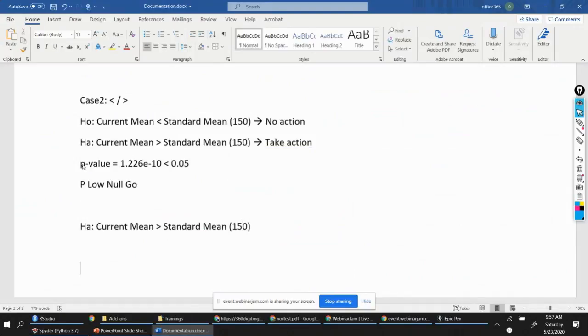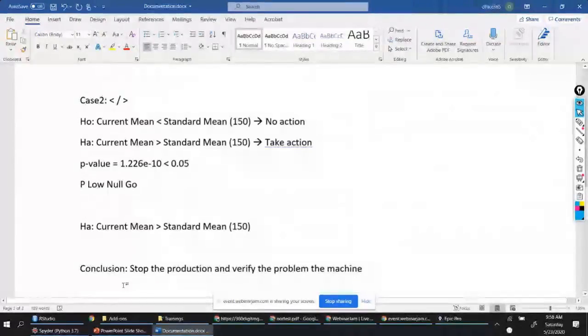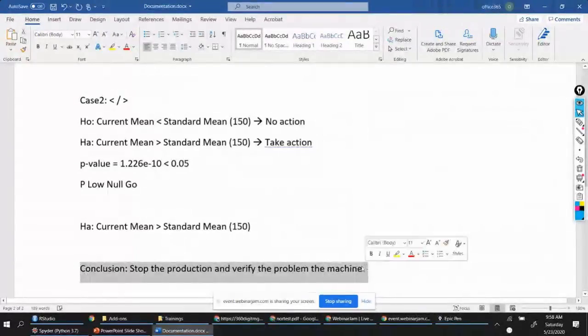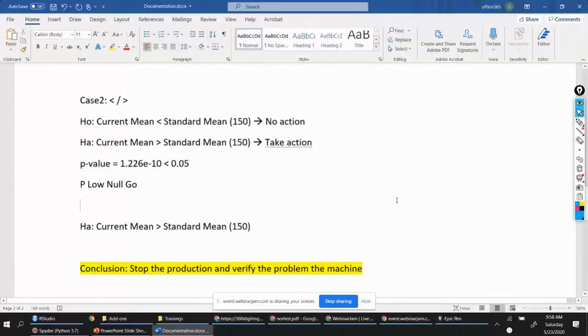So this basically tells us to take a conclusion, take action. What action? Stop the production and verify the problem. So we have successfully concluded a business action, right?